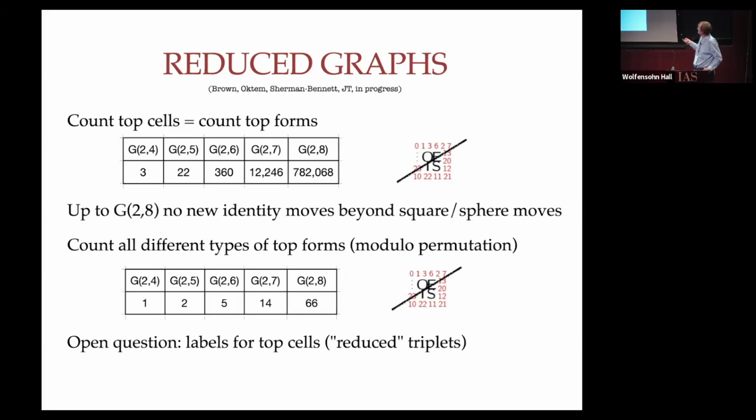But related to this question is also a question about labels for the top cell. As I already said, the triplets is not a good way to label it because square move changes that, sphere moves change that. Is there any analog of the permutation which would be invariant under these identity moves? So that we don't know. That's an open question.